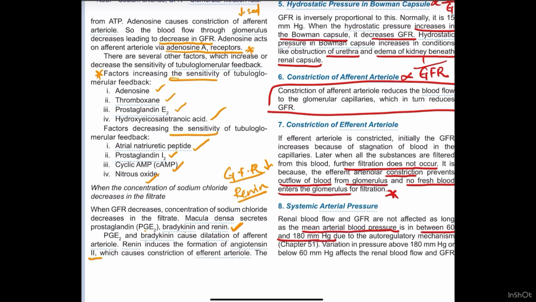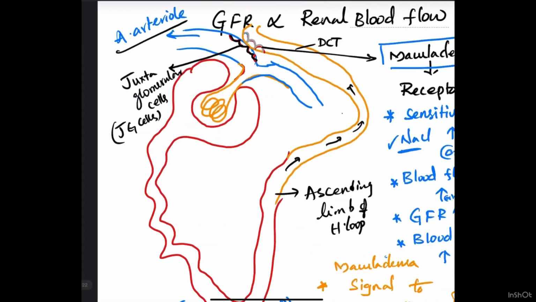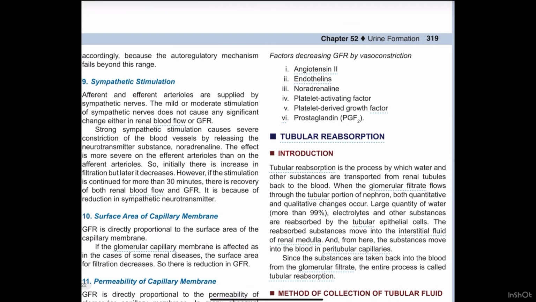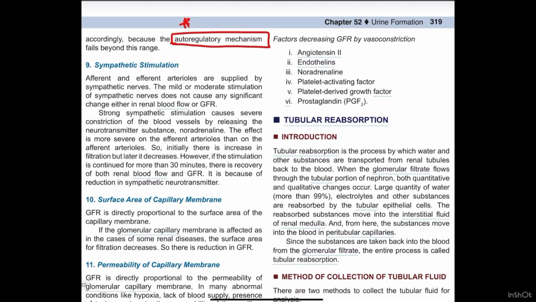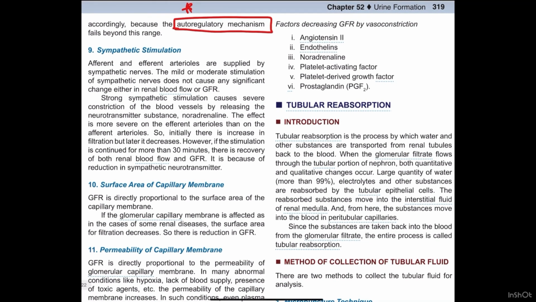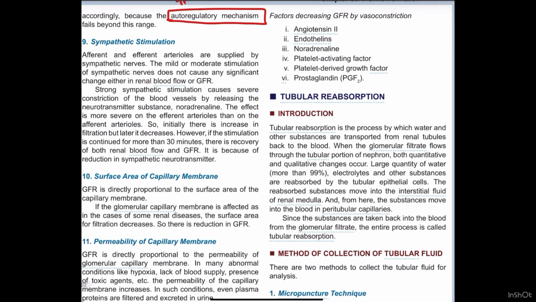And a variation in the pressure, like above 180 mm Hg or below 60 mm Hg, is going to affect the GFR. Okay, an autoregulatory mechanism is already present in the kidneys, right? So that's about that. And the next one is sympathetic stimulation.